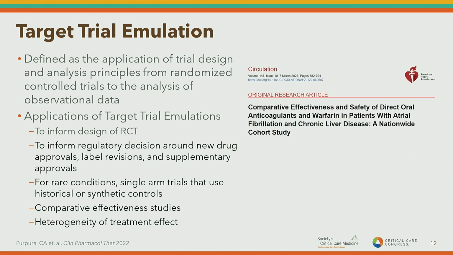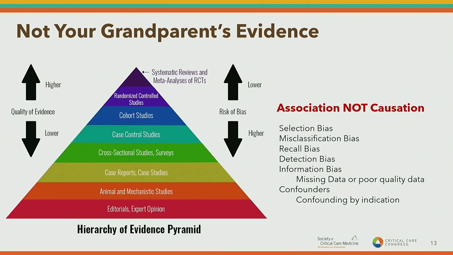One, that was comparative effectiveness of warfarin versus these DOACs and the different DOACs, but they were also able to look at it within a subgroup of patients, those with chronic liver disease, that were often excluded from these trials because of concerns about bleeding. And they found that it was still beneficial even in this population.